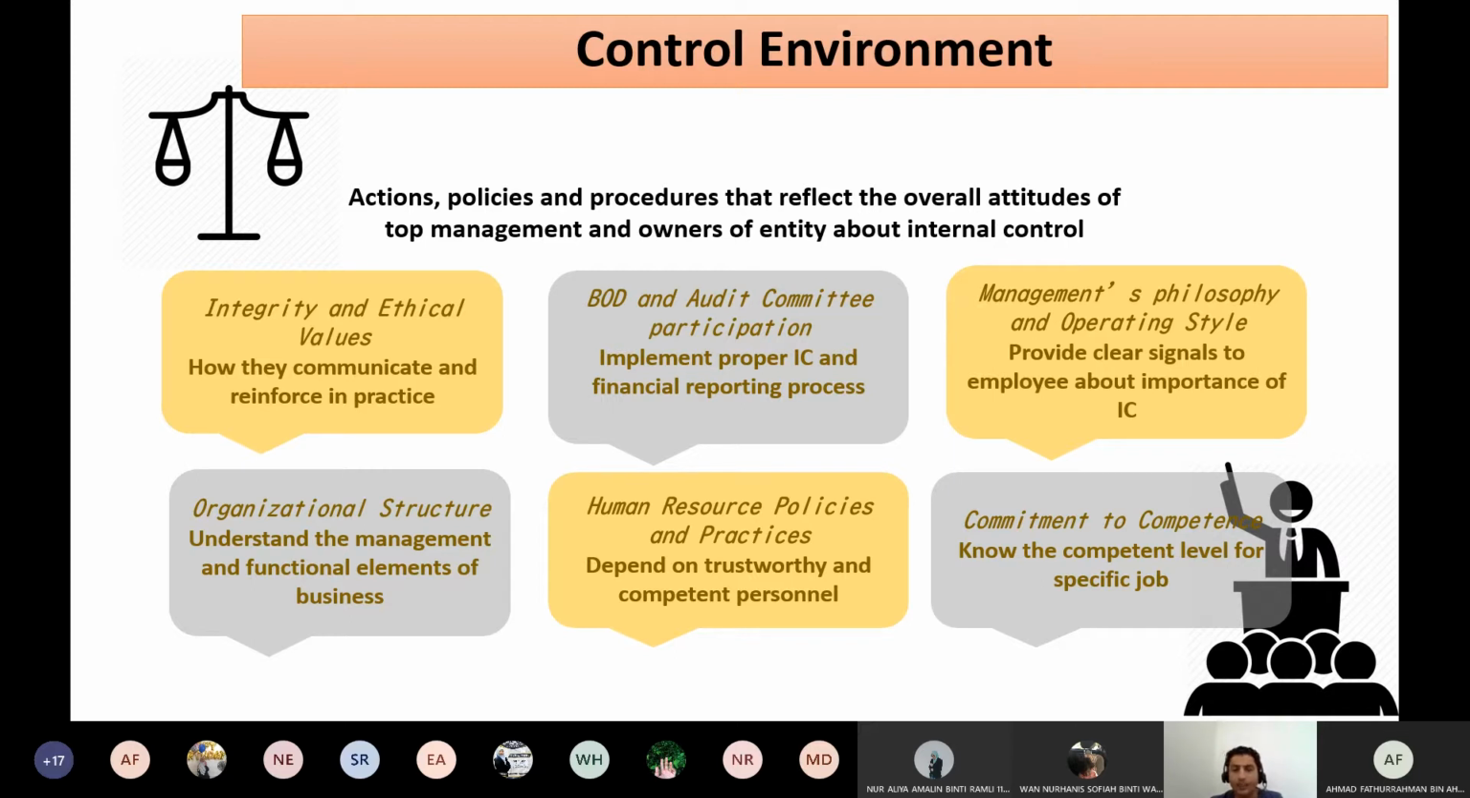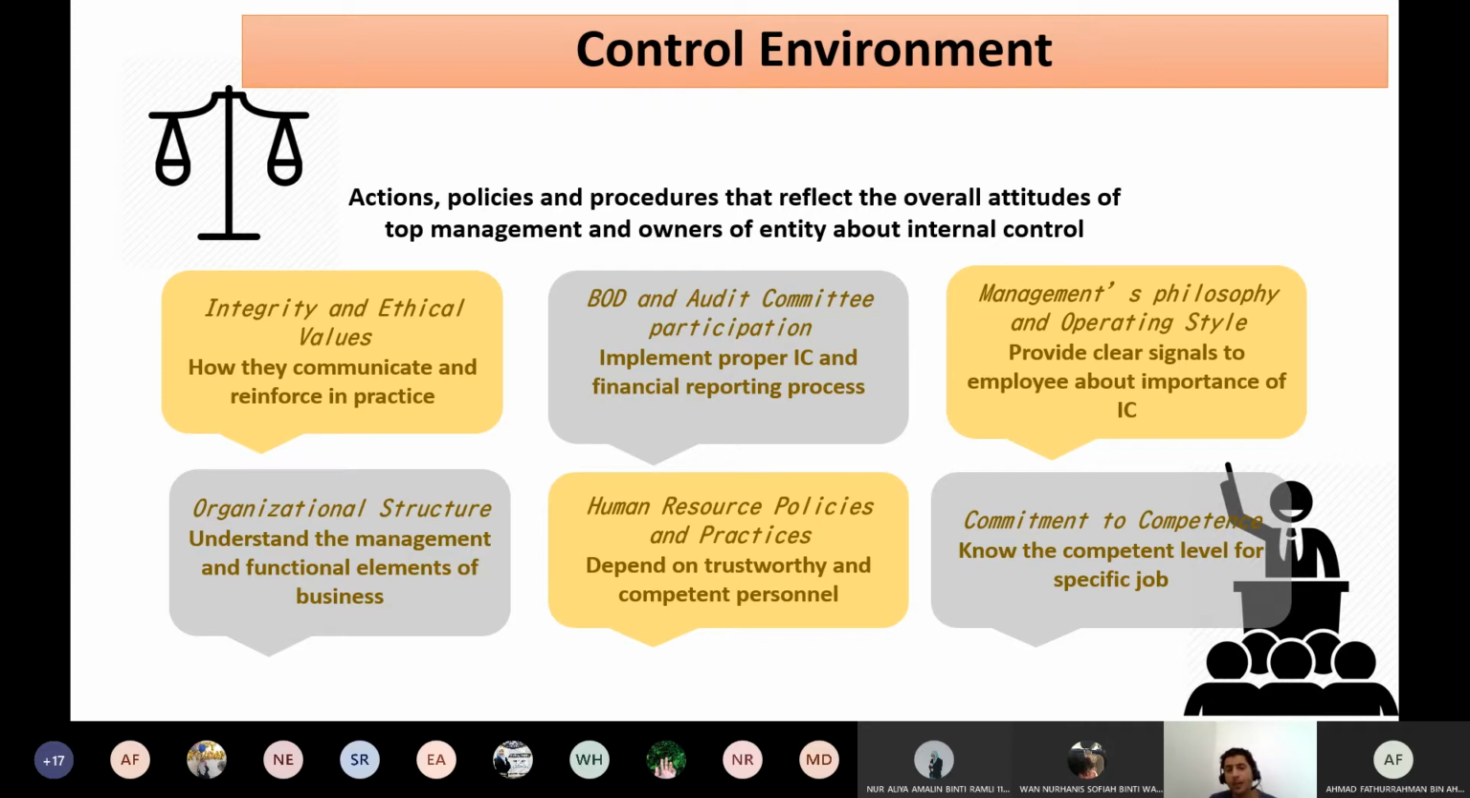Also, the board of directors and audit committee participation is vital and very crucial to ensure the implementation of proper internal control and financial reporting process. So they will play a role in terms of oversight and monitoring the process of operating internal control and preparing financial statements.